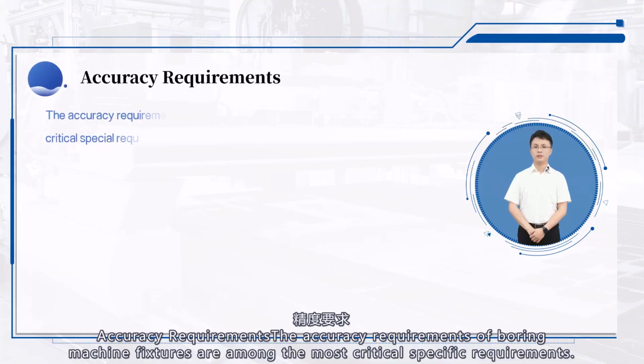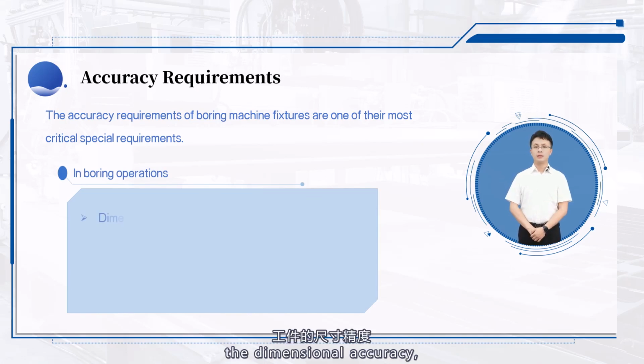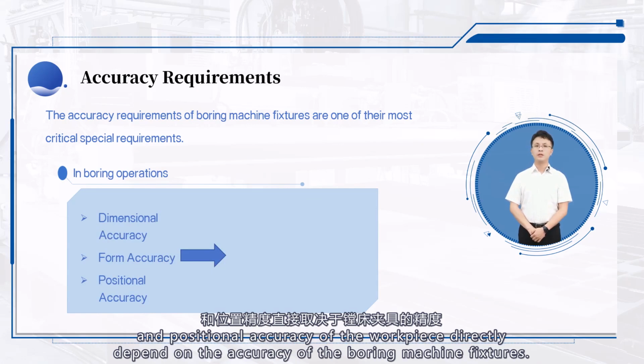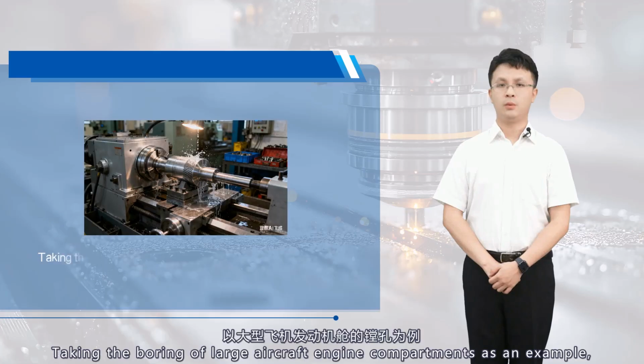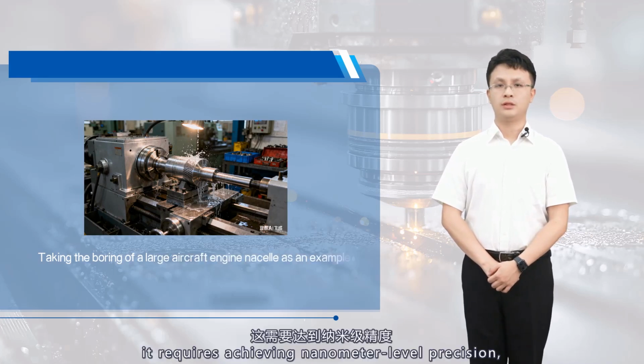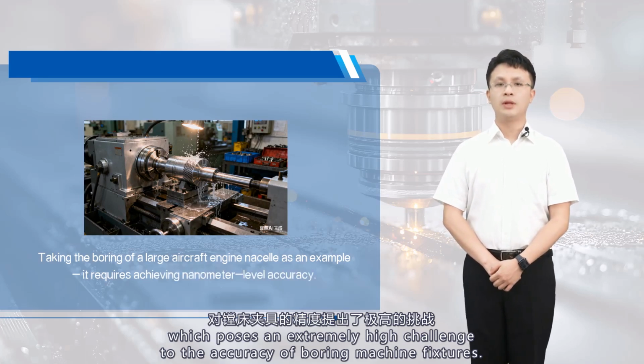Accuracy requirements. The accuracy requirements of boring machine fixtures are among the most critical specific requirements. In boring operations, the dimensional accuracy, shape accuracy, and positional accuracy of the workpiece directly depend on the accuracy of the boring machine fixtures. Taking the boring of large aircraft engine compartments as an example, it requires achieving nanometer-level precision, which poses an extremely high challenge to the accuracy of boring machine fixtures.